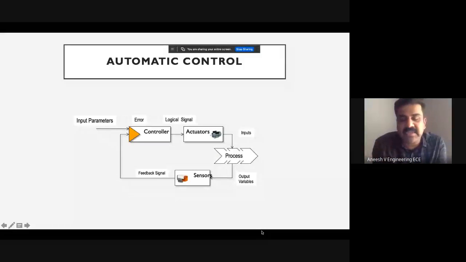Now, if we come to the term automatic control, we have a certain plant or parameter. That parameter we give to a controller. The controller produces an output as an error signal. That error signal goes to the particular actuator. Based on the actuator action, the particular process takes place. The process output is sensed with a sensor and connected back to the controller. So we know that the input to the controller is the difference between the input parameter and the feedback signal. So the input to the controller is an error signal.